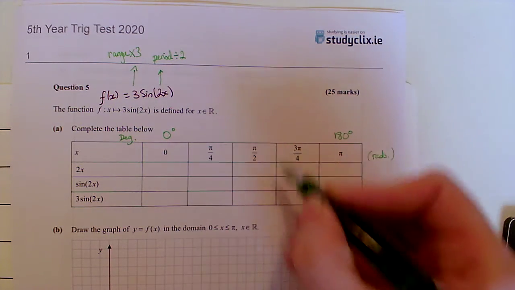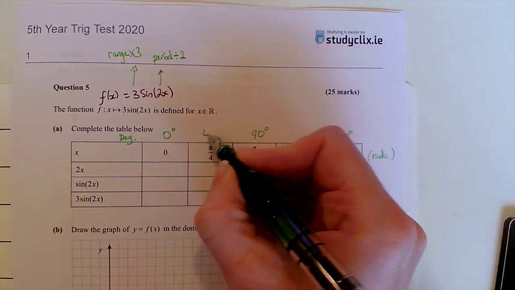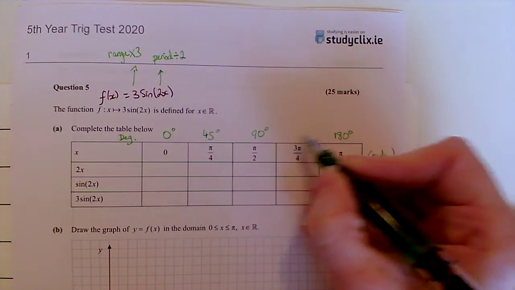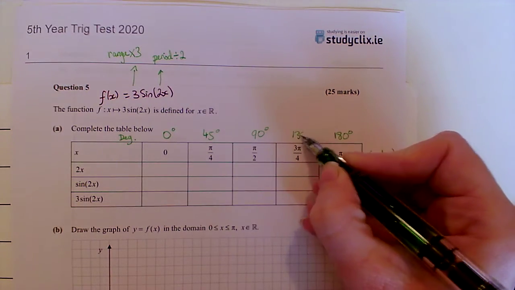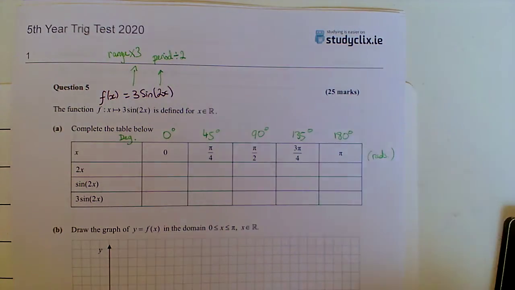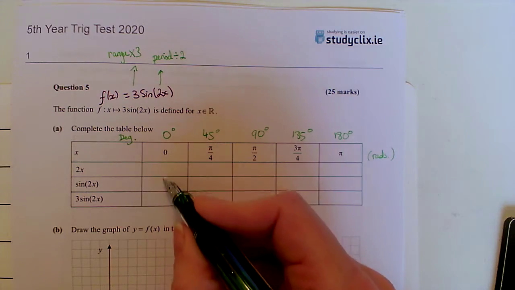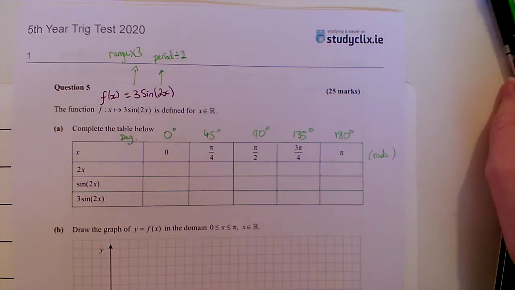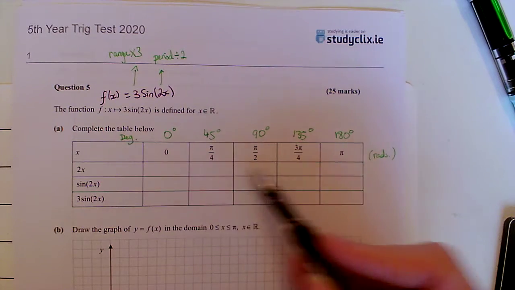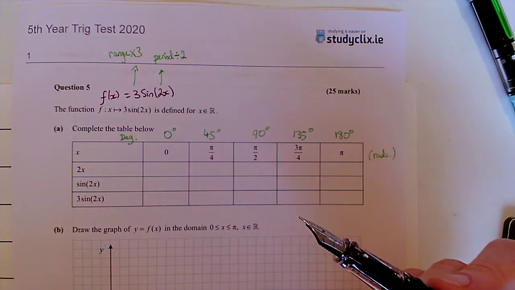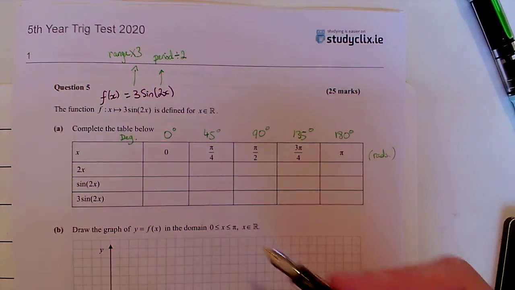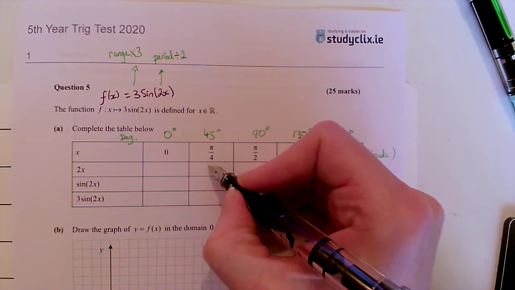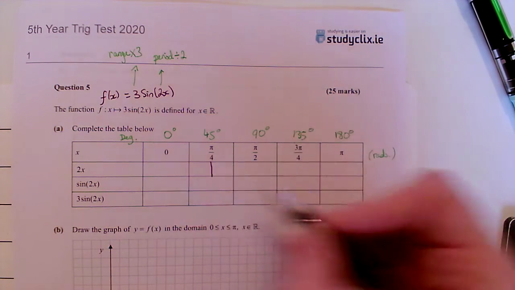So we've got 180, we've got 90, we've got 45, and we have 135 degrees. 2x then means we're multiplying each of these by 2. Would you be expected to do them in radians? Depends on the marking scheme. So what I might do would be to divide this into 2 pieces.